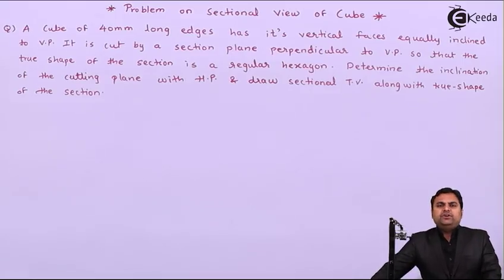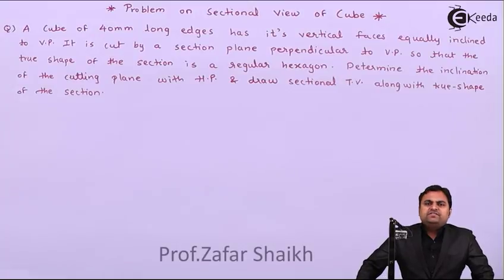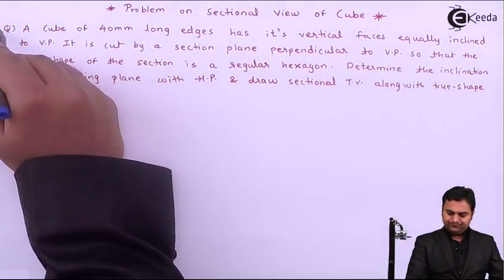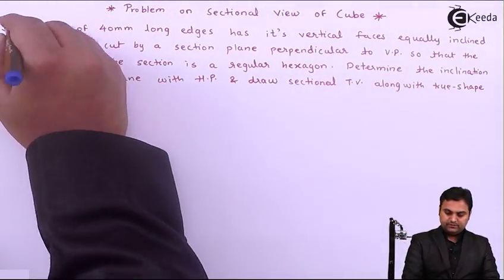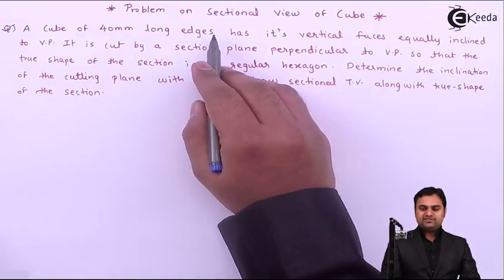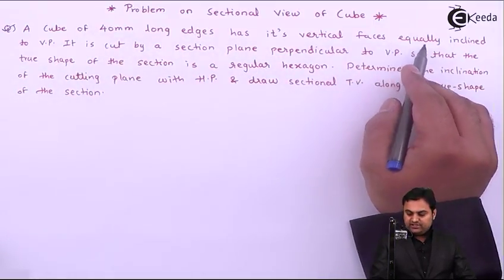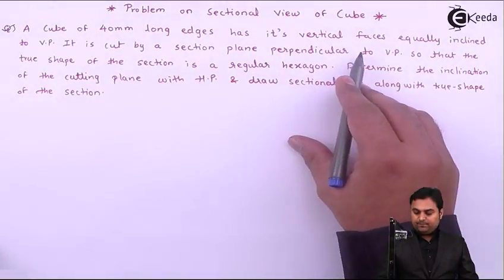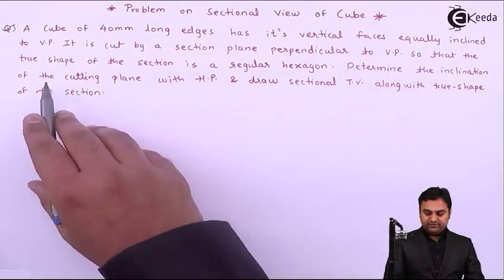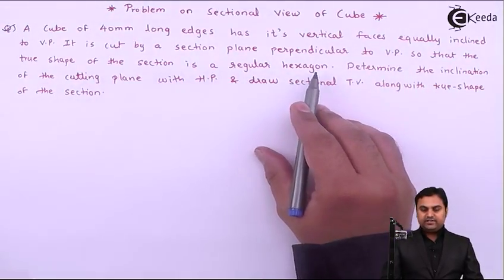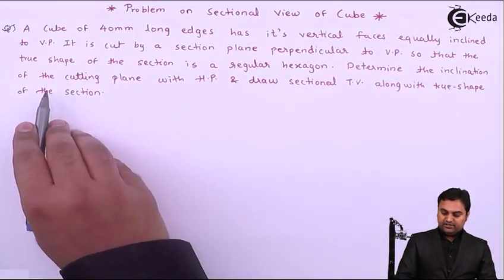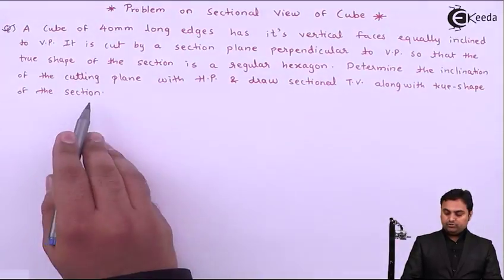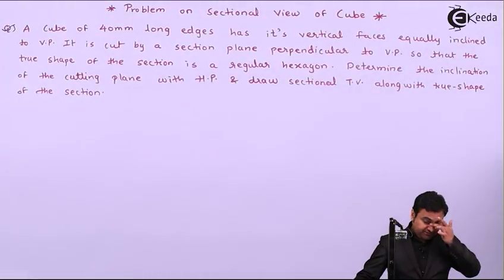Hello friends, in this video we are going to see a problem on sectional view of a cube. The question is: a cube of 40 mm long edges has its vertical faces equally inclined to VP. It is cut by a section plane perpendicular to VP so that the true shape of the section is a regular hexagon. Determine the inclination of the cutting plane with HP and draw the sectional top view along with the true shape of the section. So this is the question in front of us.